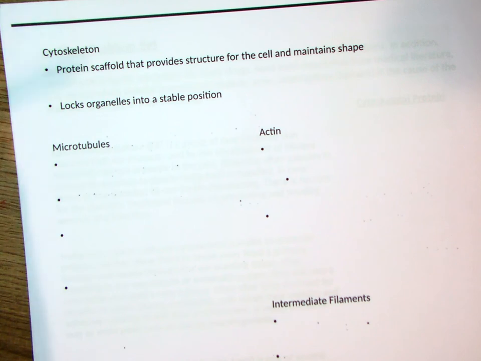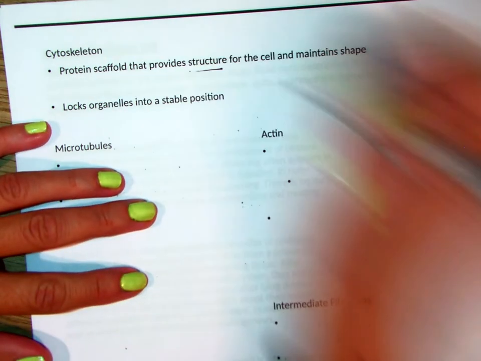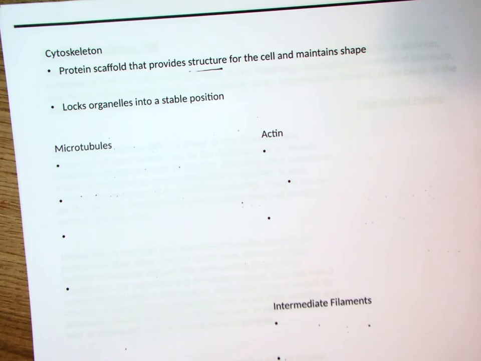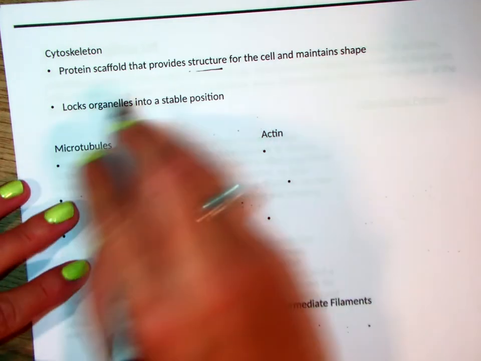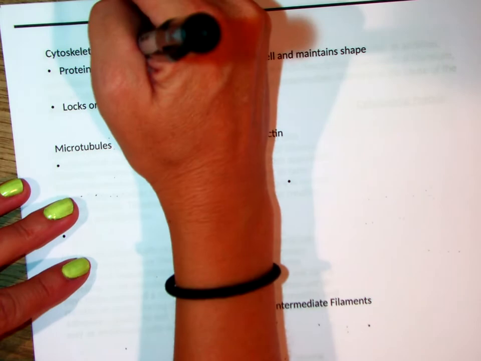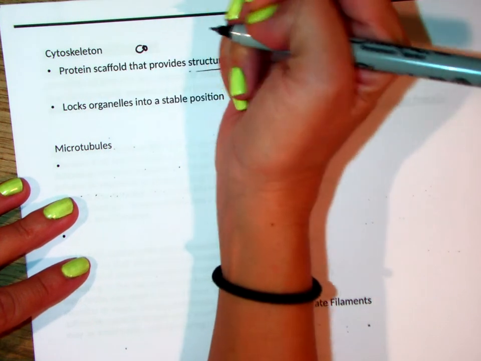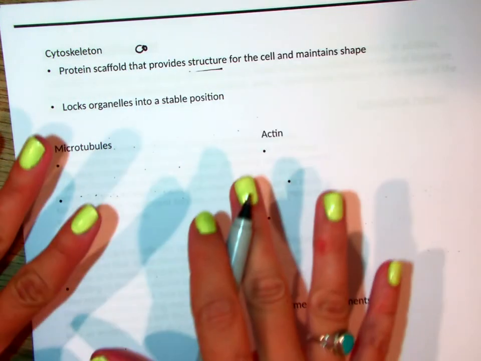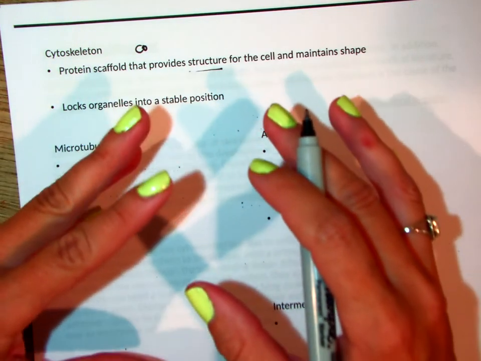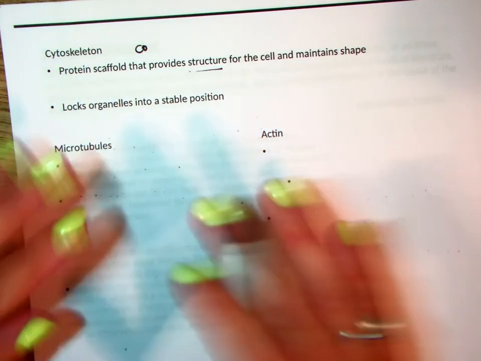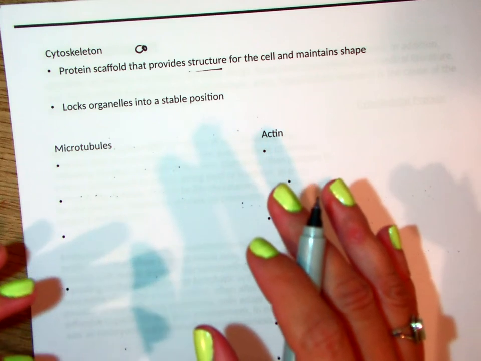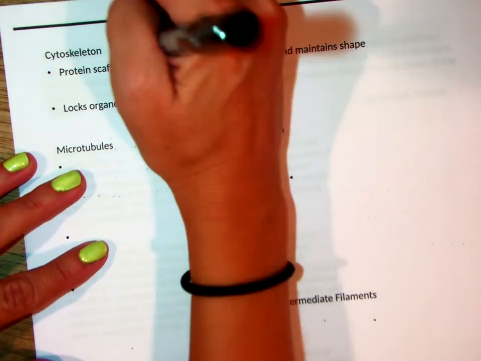Okay, the cytoskeleton is a protein scaffold that provides structure in the cell and helps it maintain its shape. And it locks organelles into stable position. But keep in mind that this cytoskeleton is constantly being moved and remodeled. So again, it's not static. It's not just staying how it is forever. It's constantly being moved around and remodeled for the function that it needs to do.